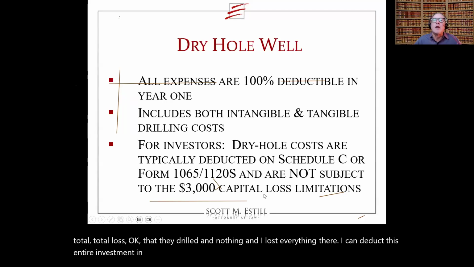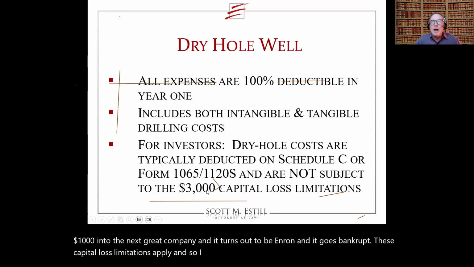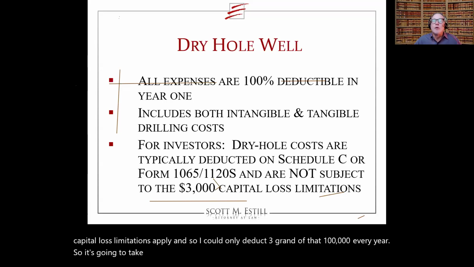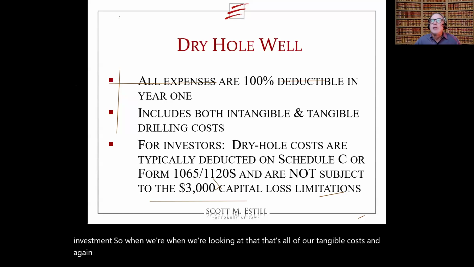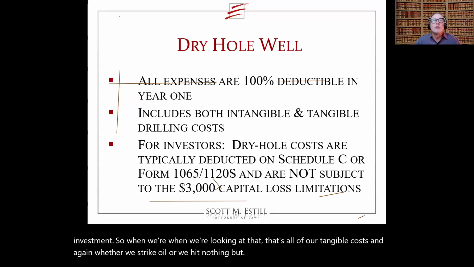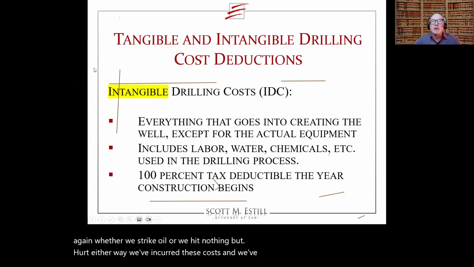So we're not subject to the capital loss limitations. So if I put $100,000 into the next great company and it turns out to be Enron and it goes bankrupt, these capital loss limitations apply. And so I could only deduct 3 grand of that 100,000 every year. So it's going to take me potentially 33 years before I can use it up. Not so in an oil and gas investment. So when we're looking at that, that's all of our tangible costs. And again, whether we strike oil or we hit nothing but dirt, either way, we've incurred these costs. And we've also incurred a lot of these intangible costs.